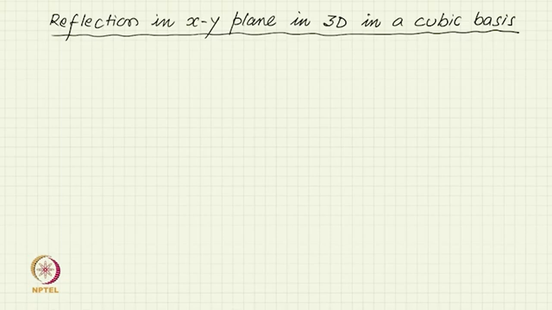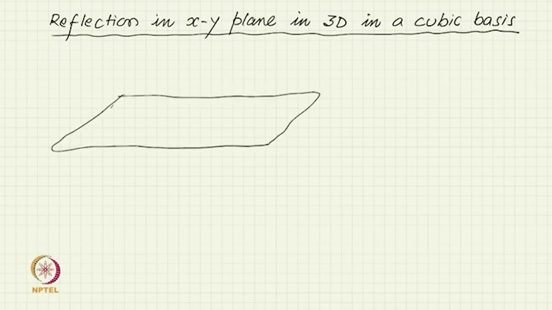So let us generalize to reflection in 3D, but we take a cubic basis for simplicity, but it does not have to be cubic. It is totally general, it is independent of the coordinate basis and it is independent of the kind of symmetry operation you are having. So let us do this. So this is the x axis, this is the y axis.